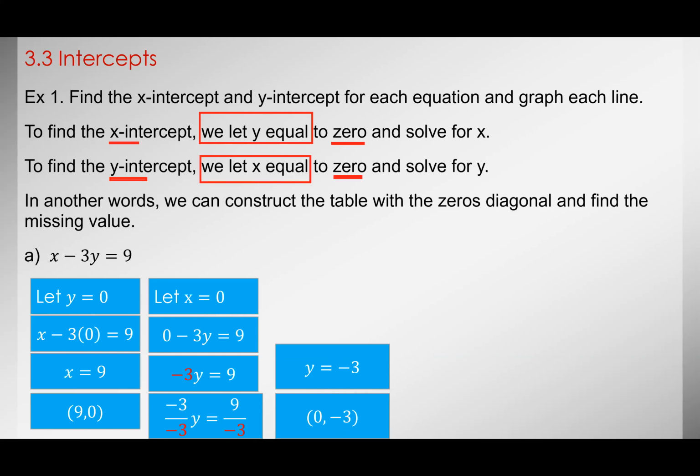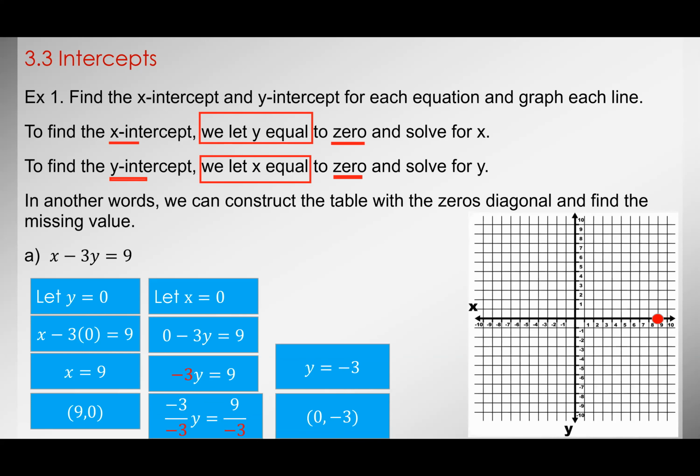And once you have this, if you were to graph this, 9, 0 is here, 0, negative 3 is here, and all you need to do is connect the two dots. Everybody see that 9, 0: 9 tells me go to the right 9 spaces, 0 just stay there. And 0, negative 3: 0 tells me stay in the middle, negative 3 tells me go down 3 spaces, which is there is my 0, negative 3. And all we need to do for this graph is connect the two dots like that.